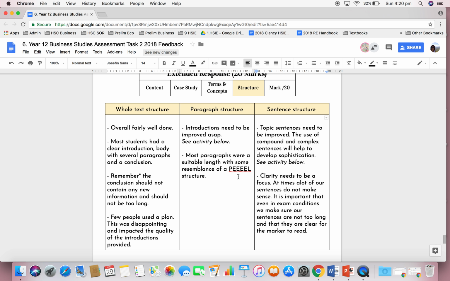So many of you are using very simple sentences or sentences that are not even complete, and that's the first sentence of a paragraph or the first sentence of the introduction. You need to be using compound and complex sentences to show ideas and connect concepts in that first sentence, and this will help you develop sophistication.